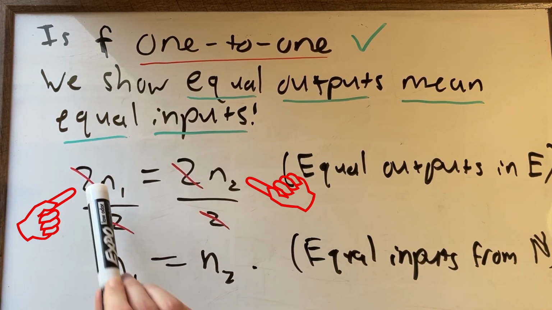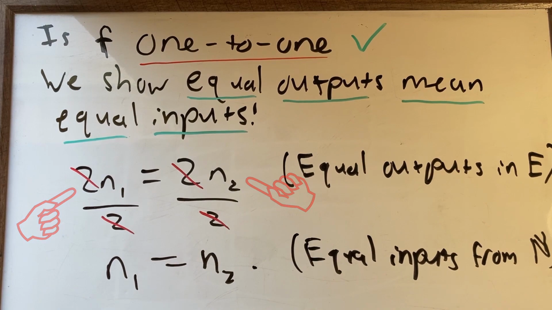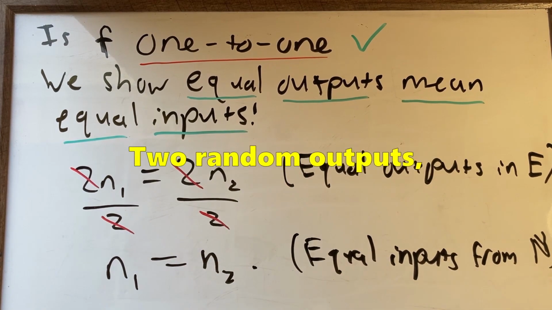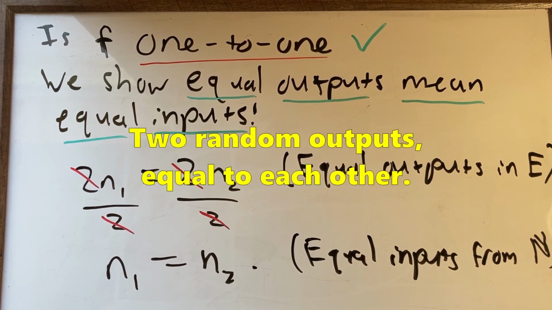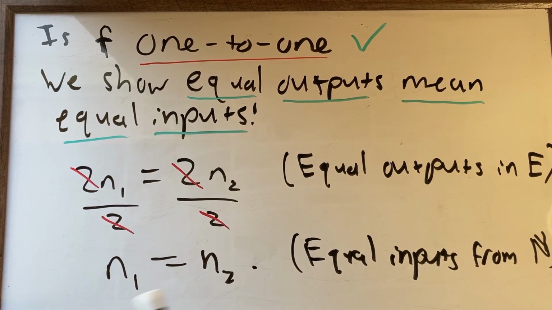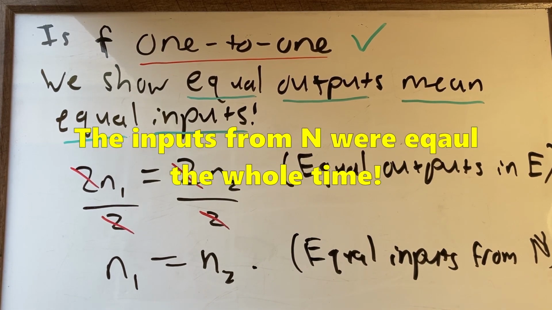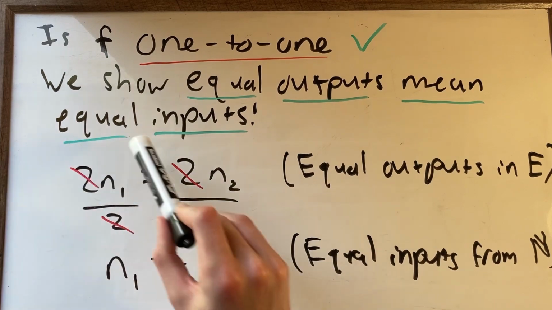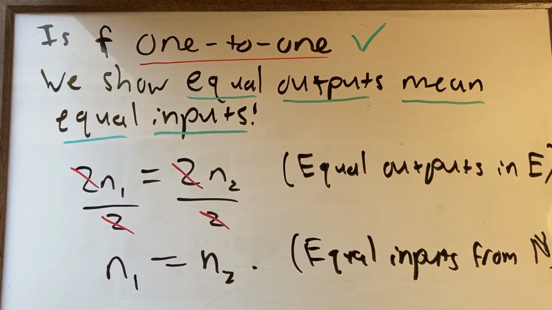So we're going to say 2n1 equals 2n2 for just two random outputs, but we're saying that they're equal to each other. And when you do that, you can do a little algebra and divide out the 2's. The 2's cancel, and you're left with n1 equals n2, which means that the inputs from N were equal the whole time. So yes, we've shown that equal outputs mean equal inputs, and therefore f is 1-to-1.